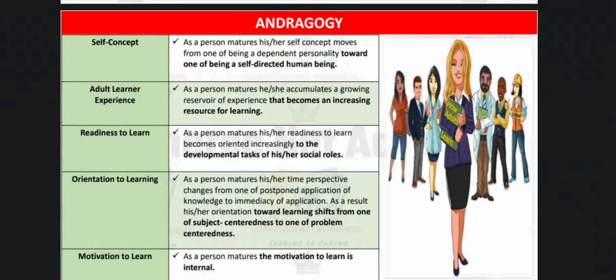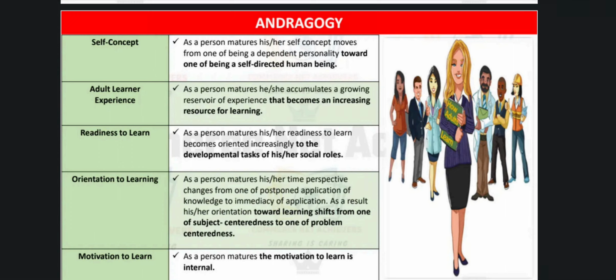In andragogy, self concept: as a person matures, his or her self concept moves from one of being a dependent personality toward one of being a self directed human being. Adult learner experience: as a person matures, he or she accumulates a growing reservoir of experience that becomes an increasing resource for learning. Readiness to learn: as a person matures, his or her readiness to learn becomes oriented increasingly to the developmental tasks of his or her social roles.